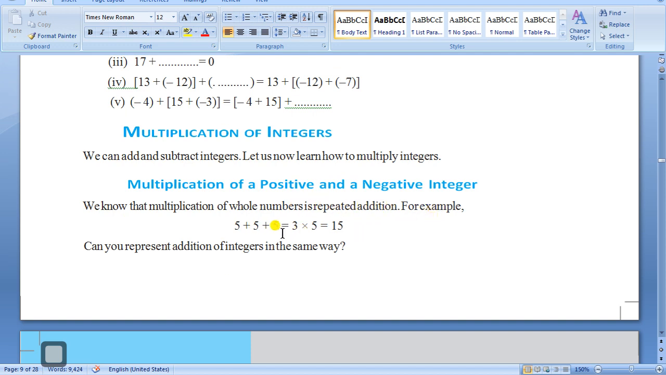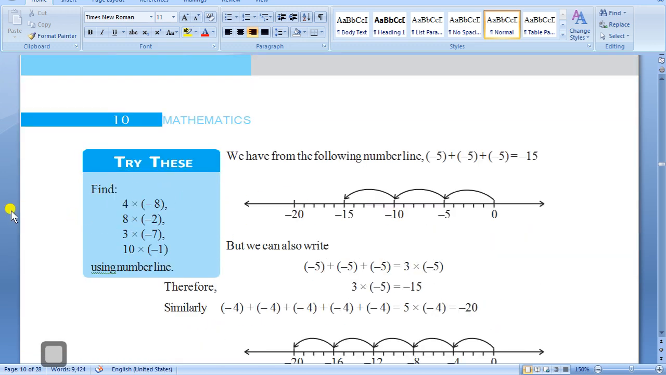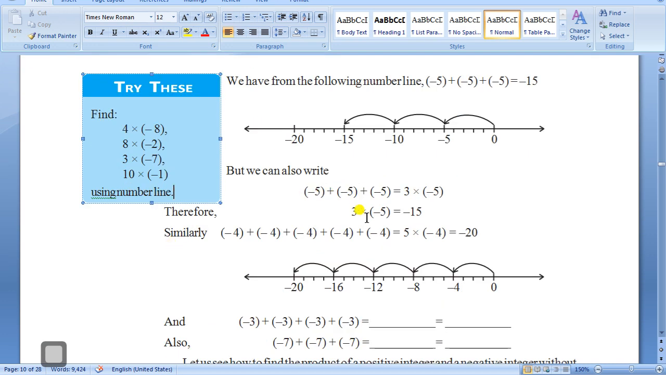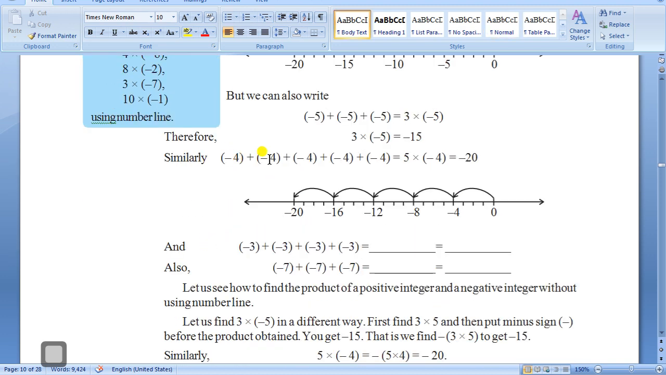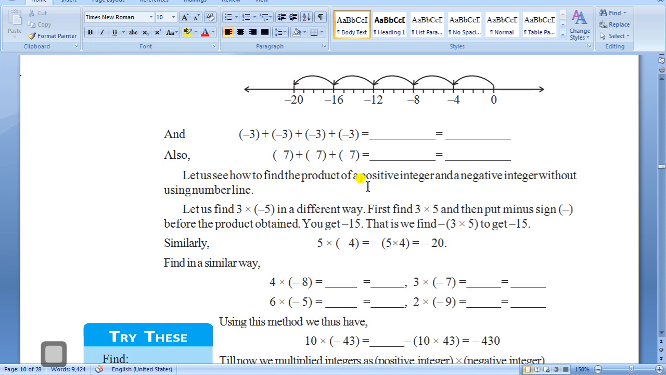We know that multiplication of a whole number is repetitive addition. For example, 5 + 5 + 5 = 3 × 5 = 15. Can I represent addition of integers in the same way? We have from the following number line (-5) + (-5) + (-5), right? That is -15. But you can also write 3 × (-5) = -15. Similarly, (-4) + (-4) + (-4) + (-4) + (-4) = 5 × (-4), that is -20, right?